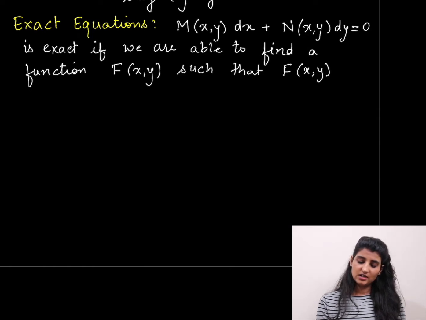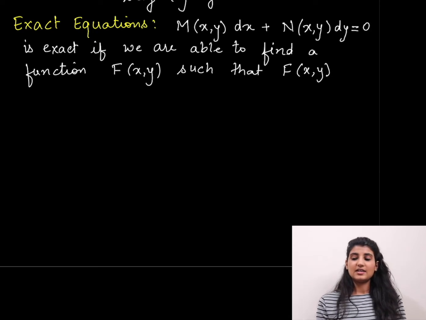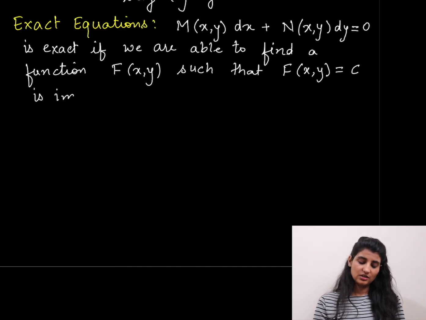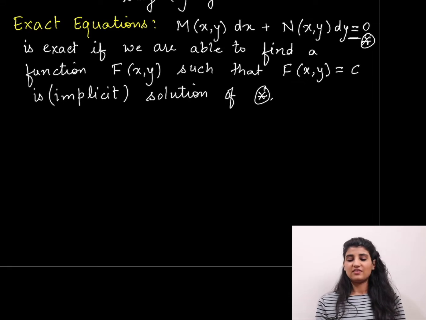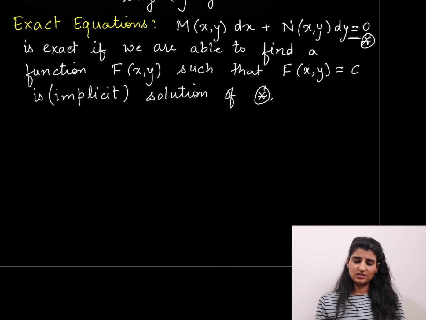f(x,y) coincides with the differential of M(x,y) dx plus N(x,y) dy, or f(x,y) equal to c is an implicit solution of this equation. We can give it some name, star. Then we will say this is an exact equation. But this looks complicated.